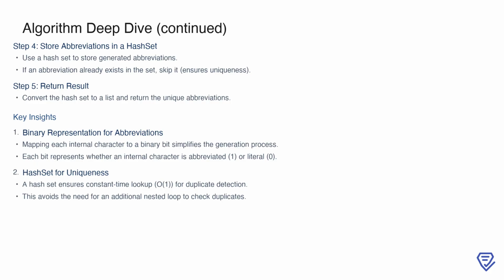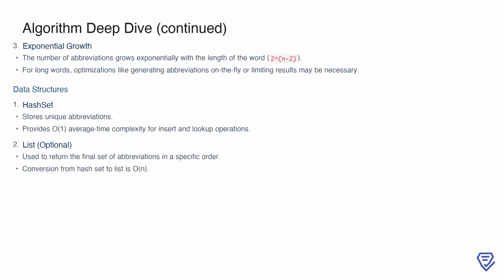Each bit in the binary number directly maps to whether an internal character is kept literal or abbreviated. This eliminates the need for complex conditionals during generation. Additionally, the hash set plays a crucial role in maintaining uniqueness without requiring an extra nested loop for duplicate checks, making the process significantly more efficient. It's important to note the exponential nature of the problem.